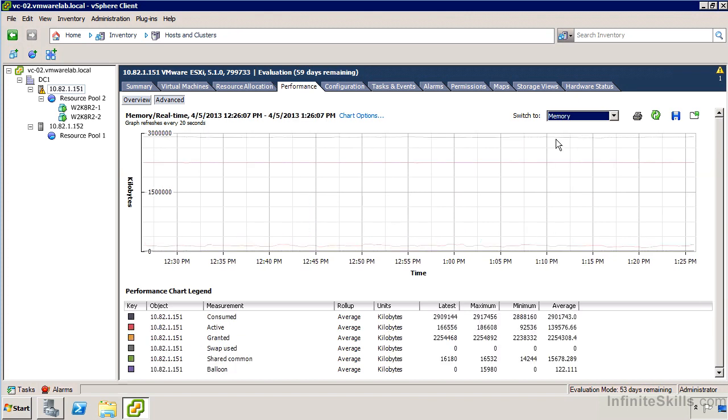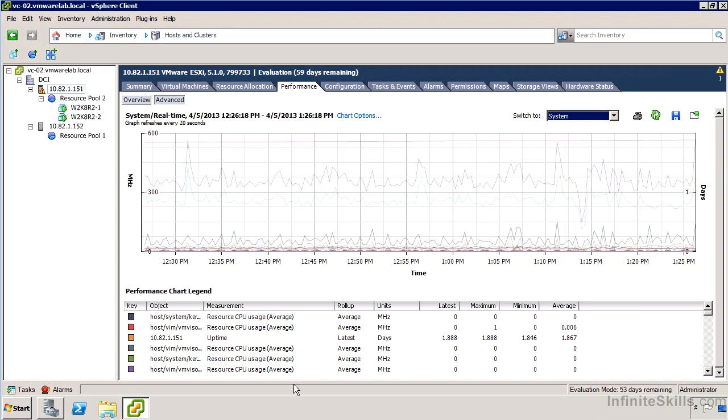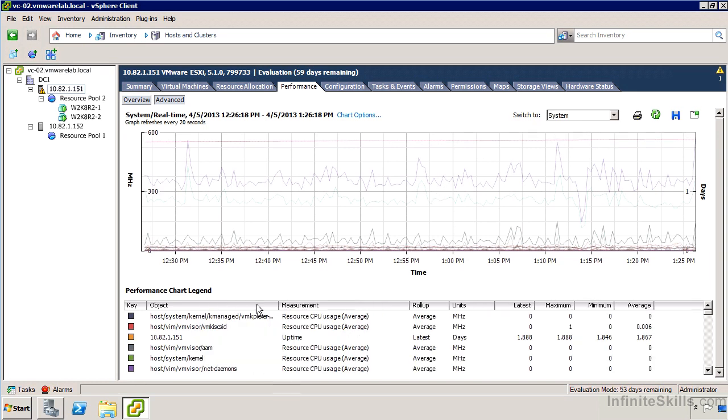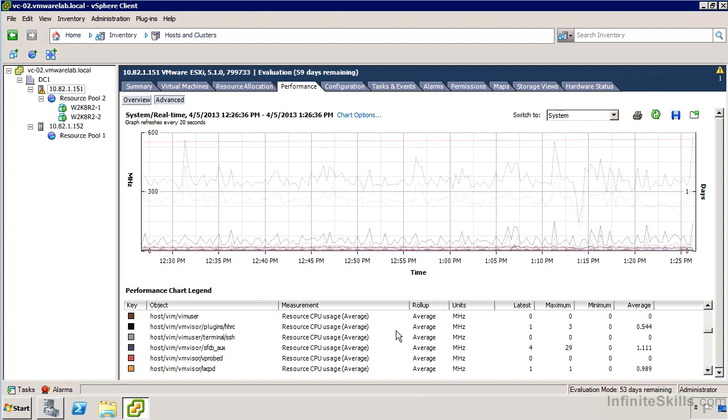We can also see that we have various memory charts, and we've got network and power information and storage adapter information or storage path information. And we've also got some system statistics about how VM kernel is behaving and the various components that exist inside VM kernel, such as the iSCSI software initiator or other services. The AAM, for example, is the high availability agent for use with vSphere HA clusters and various other areas as well.